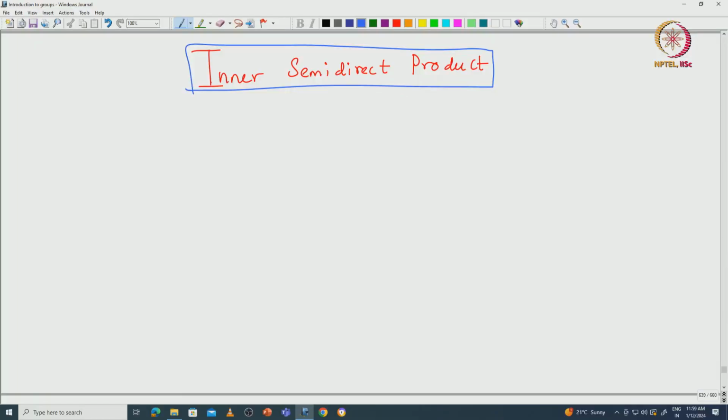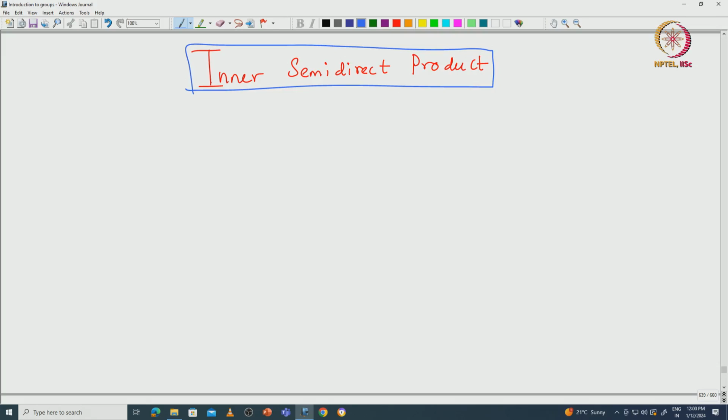So let us start with the definition of inner semi-direct product, which is something very easy to understand. In the last class we saw a situation that G can be a product of two subgroups. One is normal but another one is not normal, but still the intersection is trivial. In that situation, the only condition that differs from the direct product is that one of the subgroups is not normal. But with this condition, let us see what one can actually get.